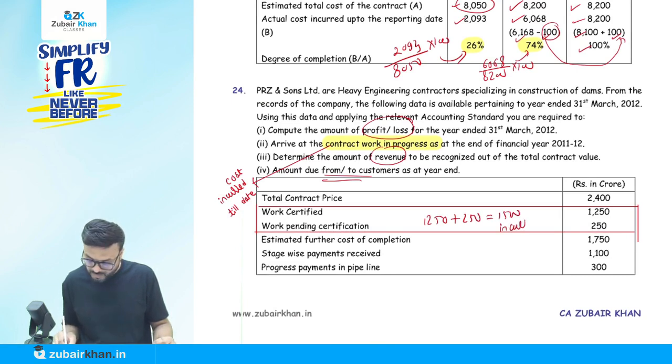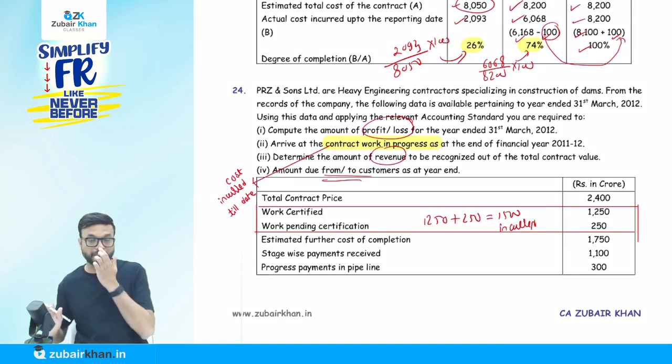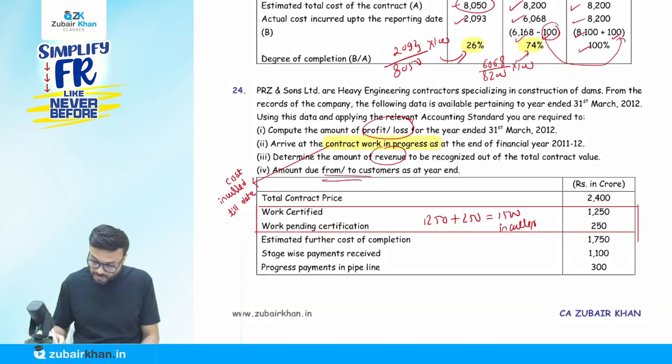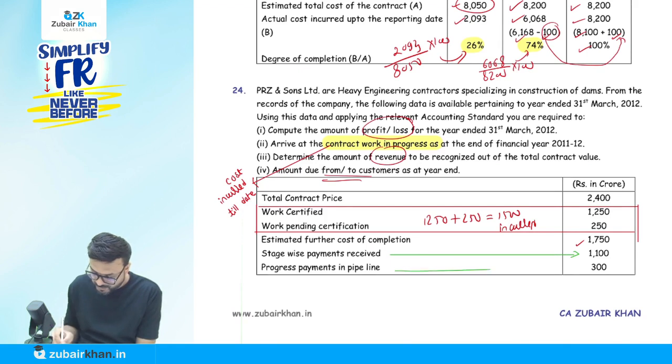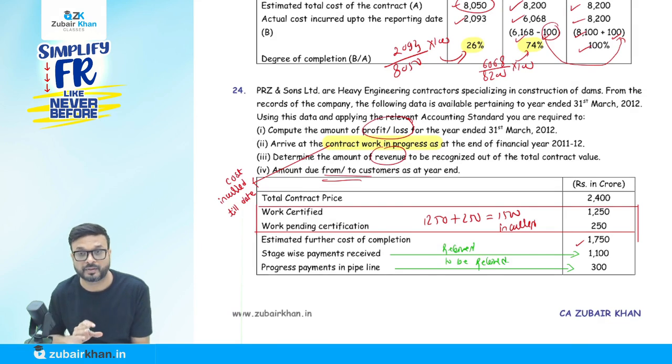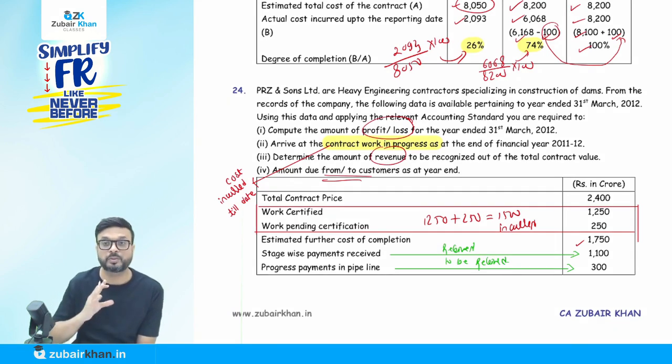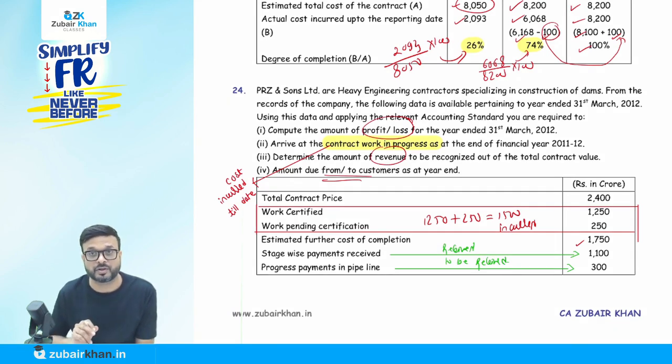Cost incurred is not given, so we will assume that this is the cost that we have incurred, that is 1,500. Estimated further cost is 1,750. Stage wise payment received: we have payment received 1,100, and the progress payment in pipeline. It means this is received and this is to be received. Do you remember that when we calculate due to or due from, at that time we have to take into consideration received and to be received, both of them one by one.